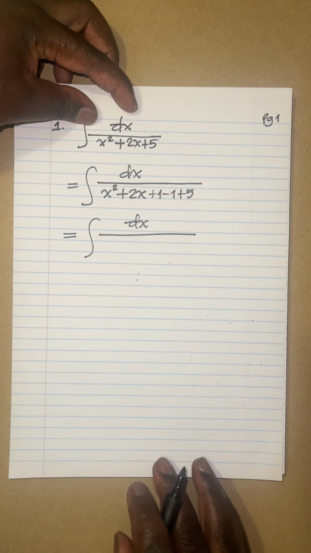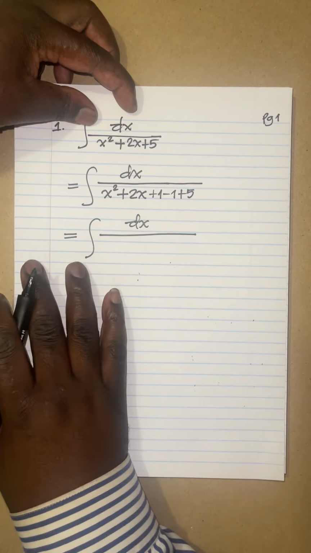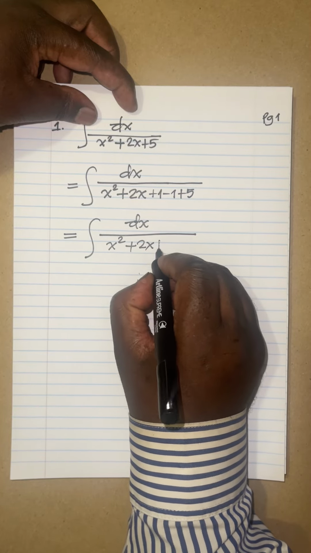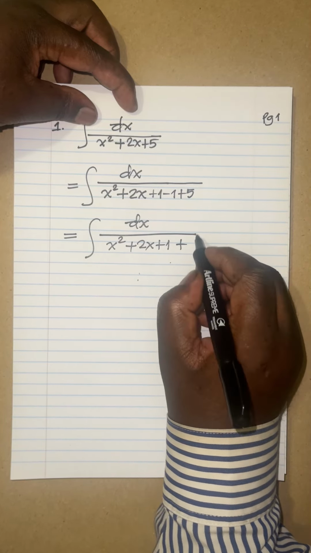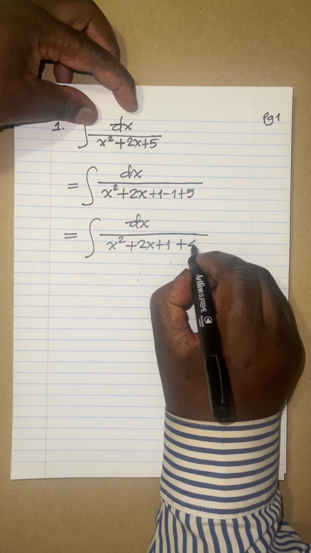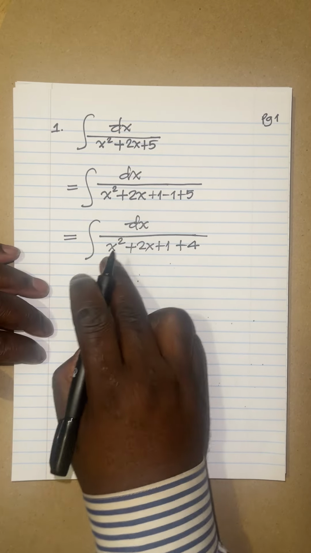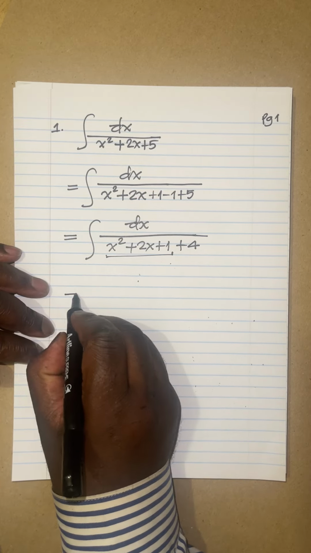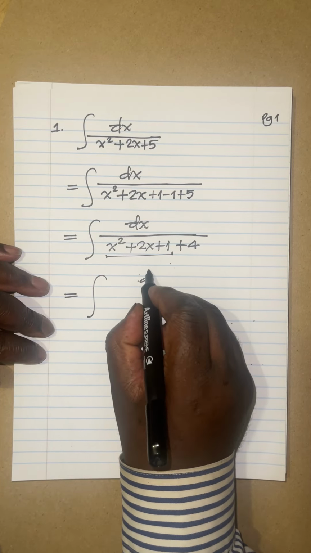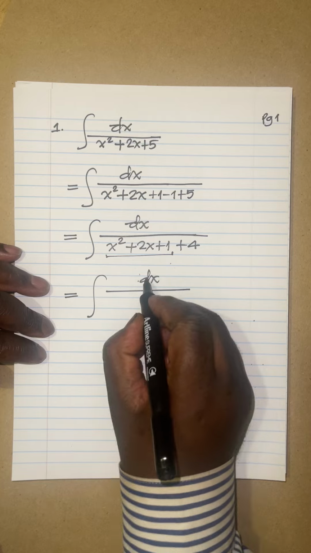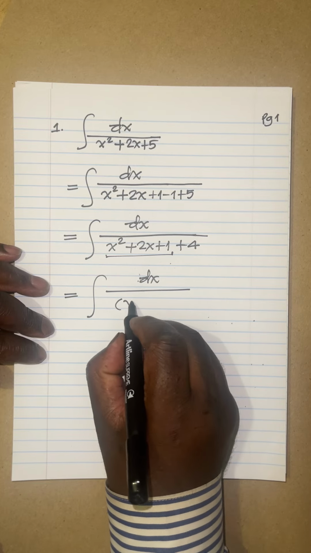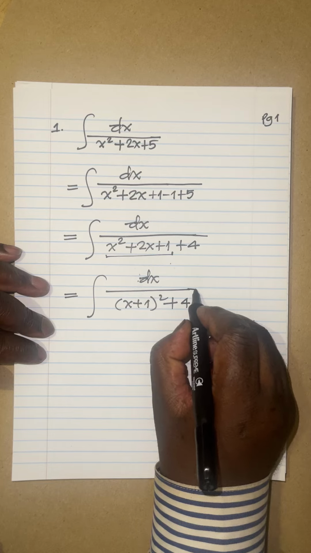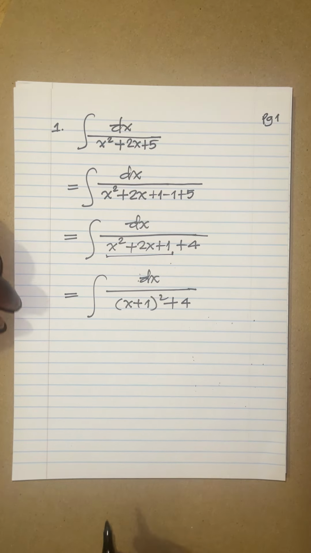That takes me into the next step, which is the third step. The first one was just capturing the information that we had. So what we have now is x squared plus 2x plus 1 plus, remember, minus 1 plus 5 is plus 4. Now, this part here is a perfect square. So factorizing that, we get dx all over x plus 1 all squared plus 4. Try to expand this, and you'll get this one here.